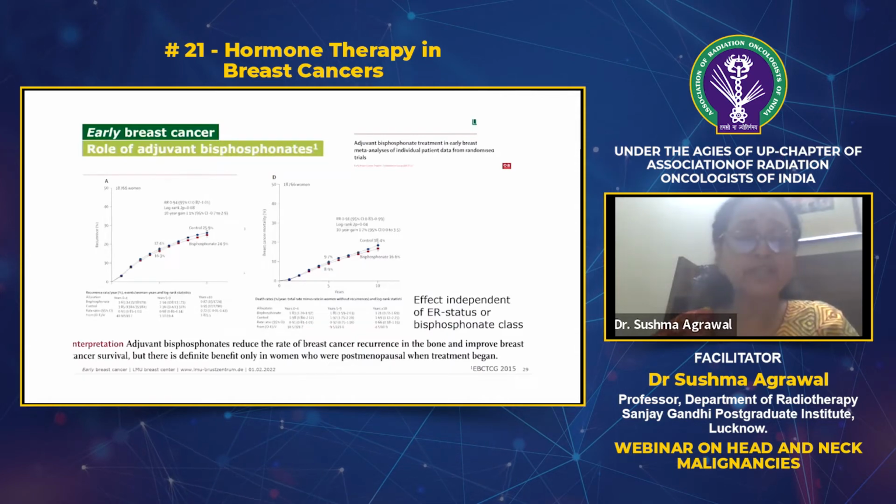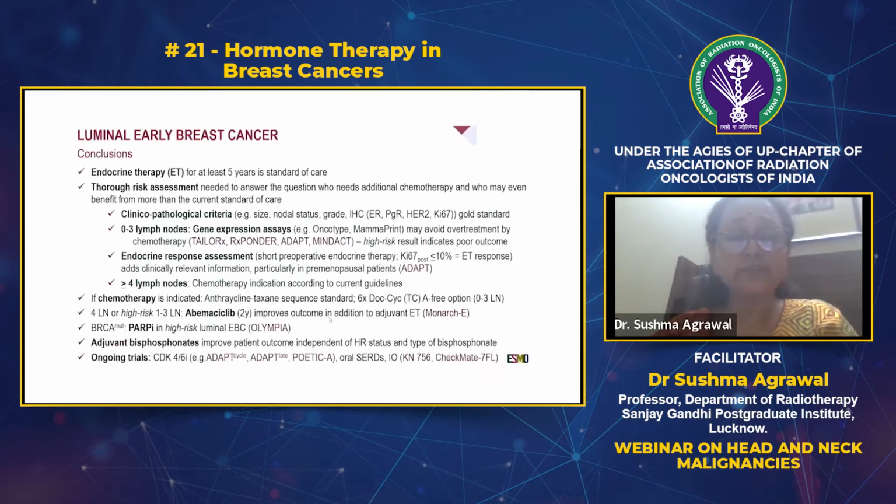I'm skipping this slide because this is only for namesake, the role of adjuvant bisphosphonates, and we are hardly using it as endocrine therapy.